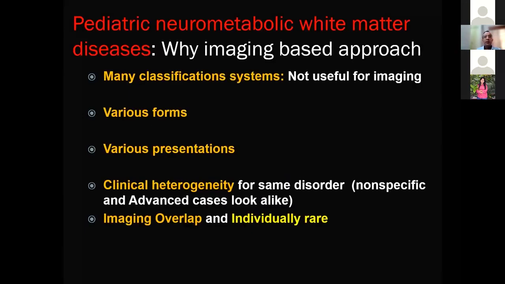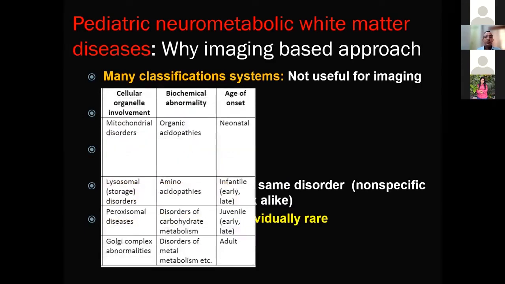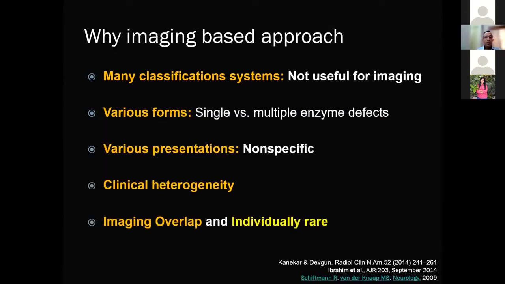of the white matter. In pediatric neurometabolic diseases, an imaging-based approach is very essential because there are many classification systems which are not useful for imaging. There are various forms, various presentations and clinical heterogeneity. In addition, there is imaging overlap, and individually each disorder is relatively rare.